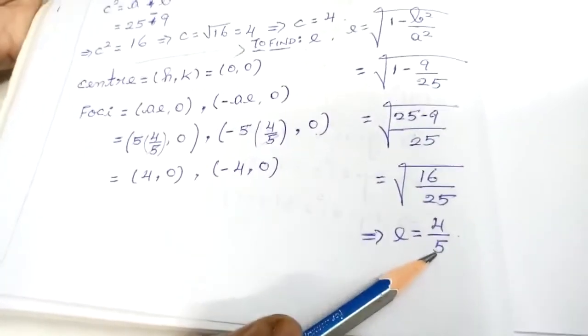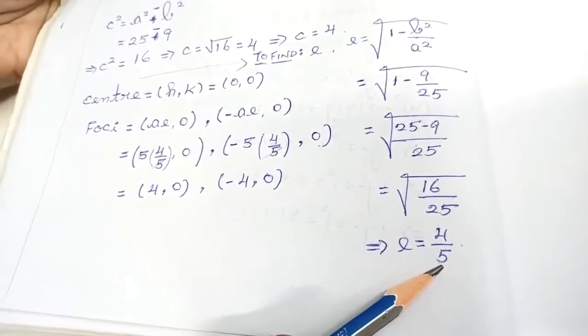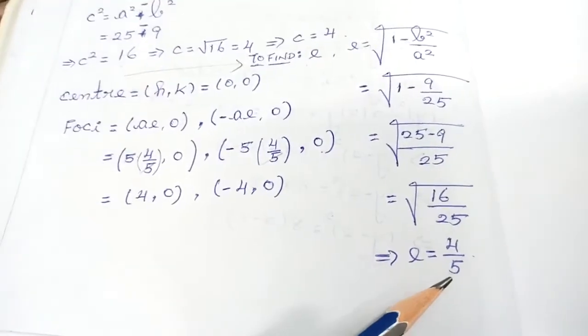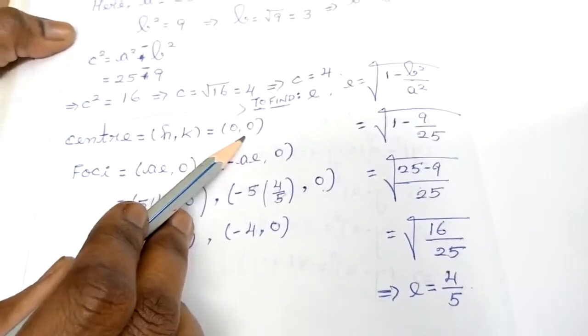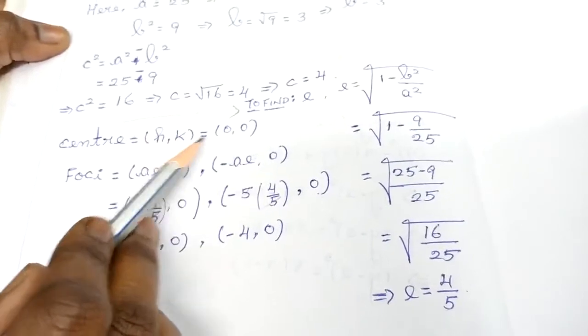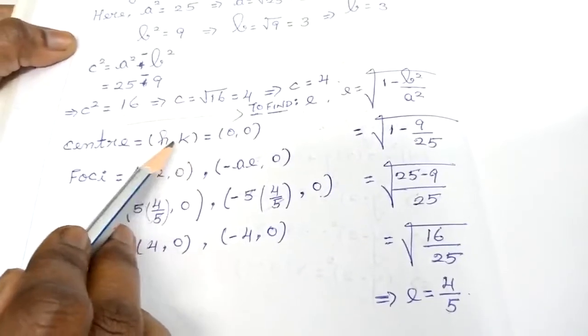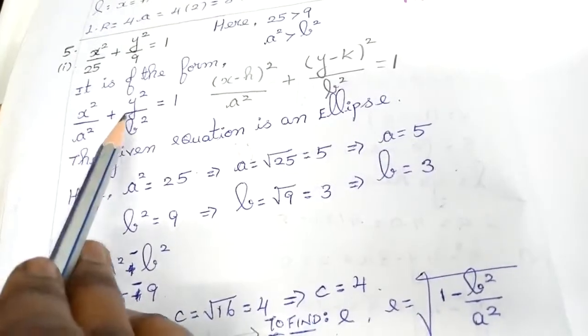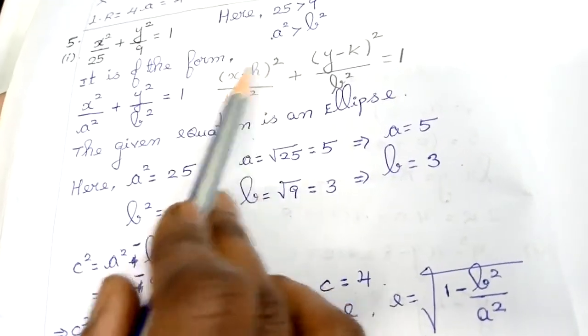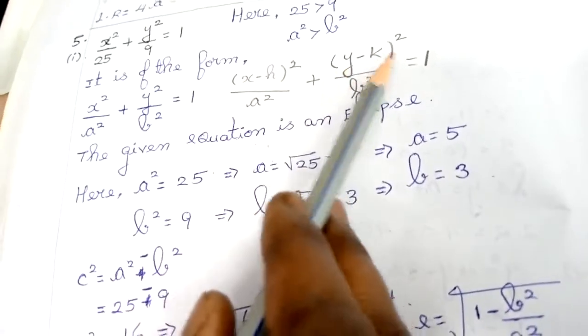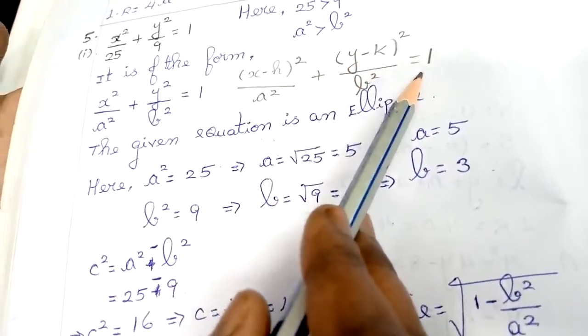So if you see here, first I am finding the values for a, b, c and e. After finding, then I am just calculating the value. Center h comma k, 0 comma 0. On what basis am I finding the value? How I identified that it is 0 comma 0 is that the same form, x square by a square plus y square by b square equal to 1, can be written as x minus h the whole square by a square plus y minus k the whole square by b square equal to 1.